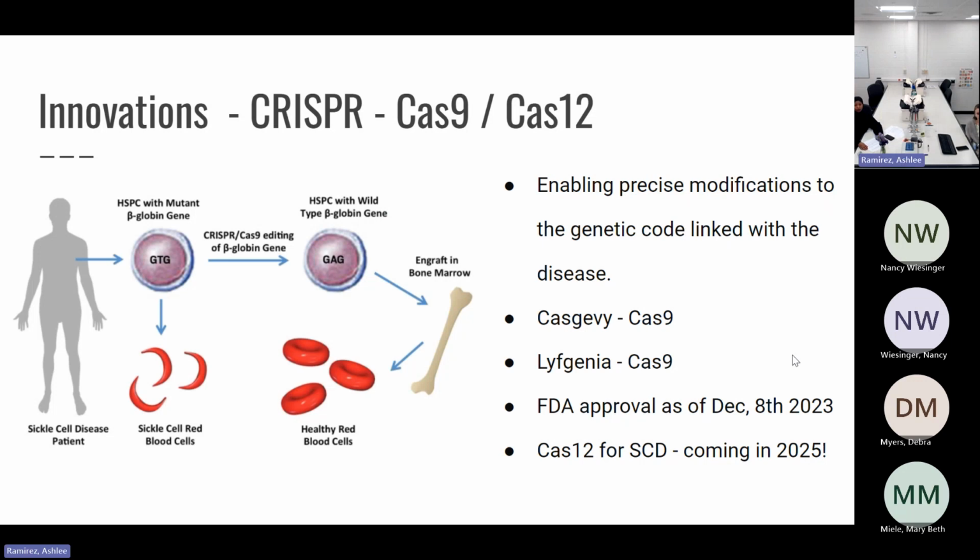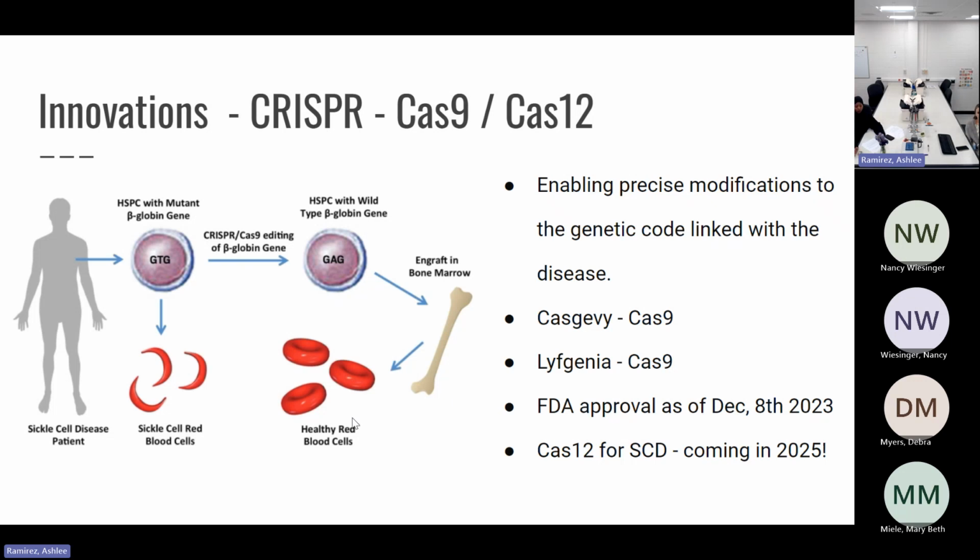So when it comes to CRISPR technology for sickle cell, the stem cells with the mutant gene are extracted from the patient, and through CRISPR-Cas9 editing, it's corrected, and then it's replaced into the patient. And then eventually the cells engraft and form these healthy red cells.